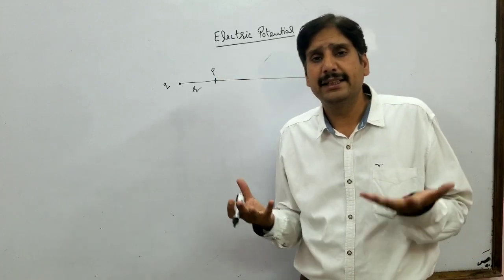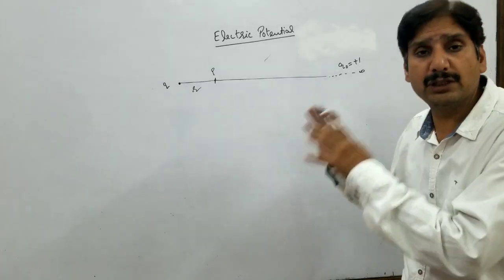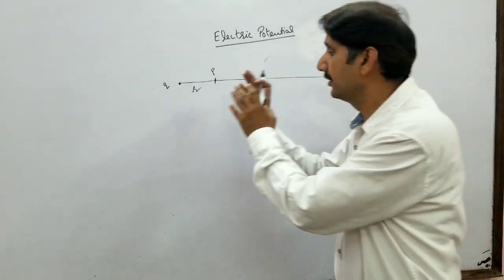So basically, electric potential is defined as the amount of work done in bringing a unit positive test charge from infinity to the given point.